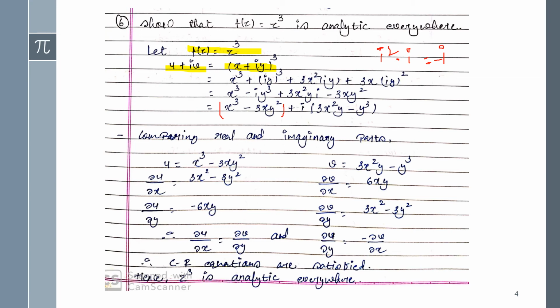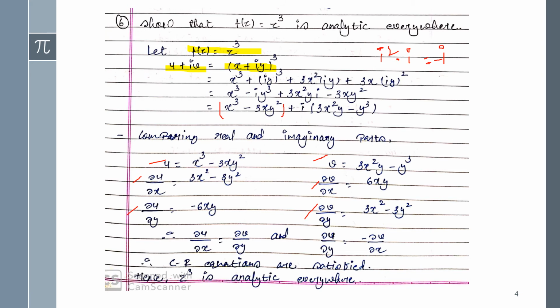So this is your real part and this is your imaginary part. Now we have the values of u and v. From both these terms you can find u with respect to x and with respect to y, and you have to do the same for v, v with respect to x and v with respect to y. And now apply the CR conditions.